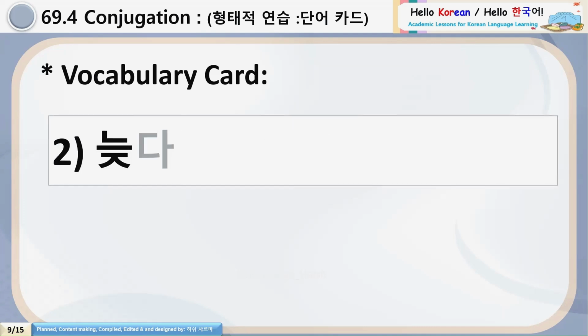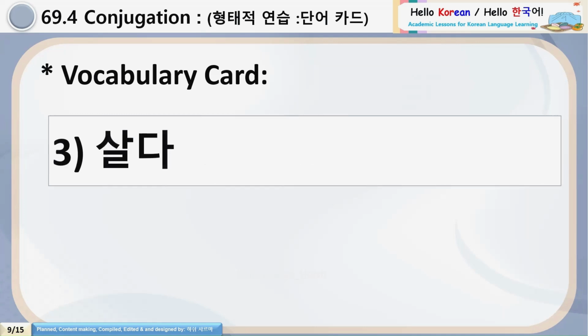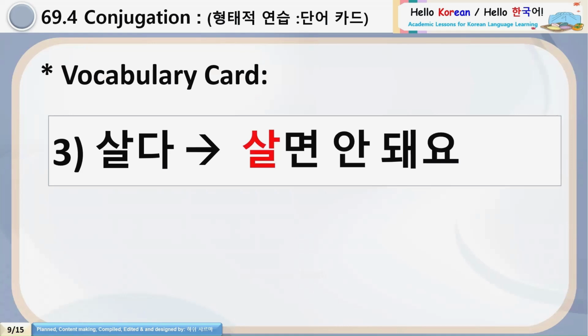In the same way, please try number two, 늦다 will be 네, 잘했어요 여러분. 늦으면 안 돼요. Now try number three. 살다. Yes. Be alert here. 라 받침. Now tell me, 살다 will be 살면 안 돼요.